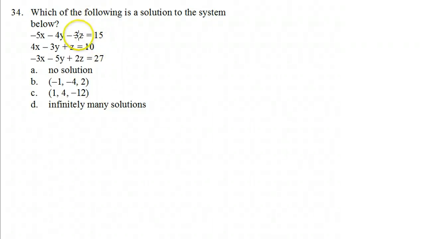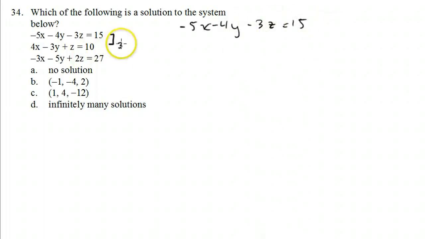Number 34, we want to just use the elimination method, and looking at these, it looks like the z's will be the easiest to eliminate. So I'm going to choose the z's and eliminate them twice. I'm going to choose these two first, and I can see I have a minus 3z, so I need a positive 3z here. So I'll multiply that bottom one by 3. So rewriting this, and the bottom one I'm going to multiply everything by 3.